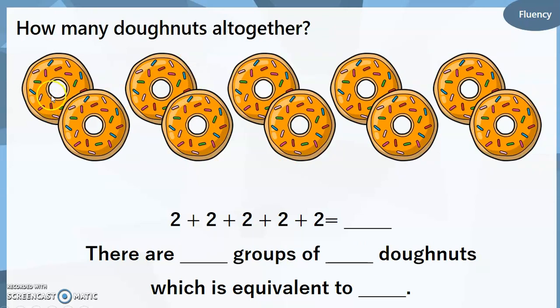Here, we've got groups of donuts. So this time they've been grouped into 2s. So we've got a 2, a 2, a 2, a 2, and a 2. So there are 10 donuts altogether. There are 5 groups of 2. 1, 2, 3, 4, 5. 5 groups, and each group has got 2 donuts. So 5 lots of 2 is the same as 10. 5 2s are 10. We can also say 5 times 2 is 10.